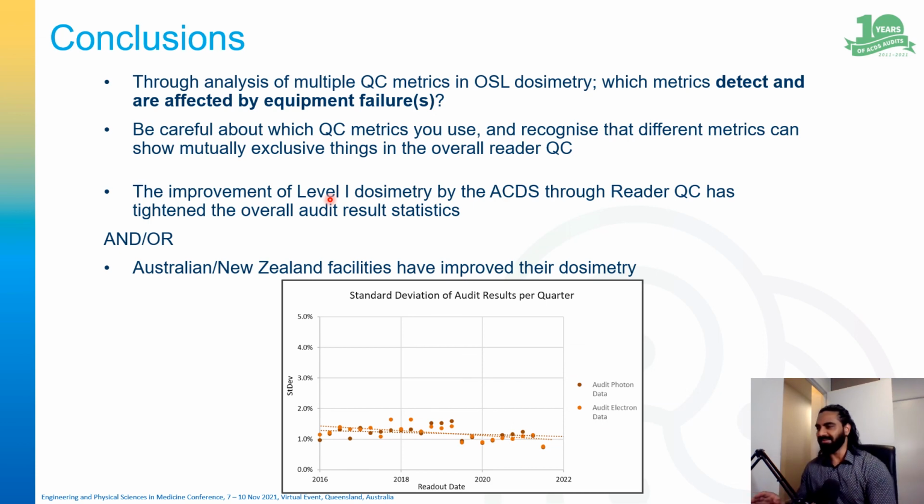And a secondary conclusion, which wasn't the aim of this project, we have shown an improvement towards the last quarter in level 1 dosimetry. And this could either be due to the ACDS having improved our level 1 dosimetry through our careful reader quality control, thus tightening the overall audit result statistics, or Australian and New Zealand facilities have improved their dosimetry, or both. It's probably both.